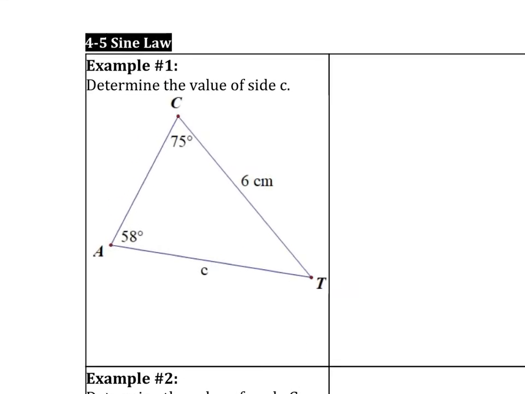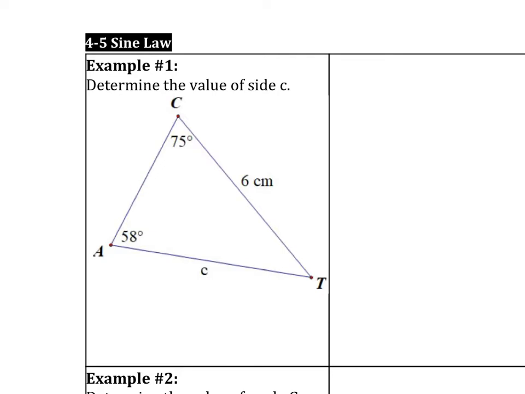One thing I want to remind you is, as I just said, angles are uppercase letters. Sides, like this, are lowercase letters, and the sides and the angles that are opposite to each other have the same letter. So angle C is opposite side c. Angle A, this would be side a. And if this is angle T, this would be side t.